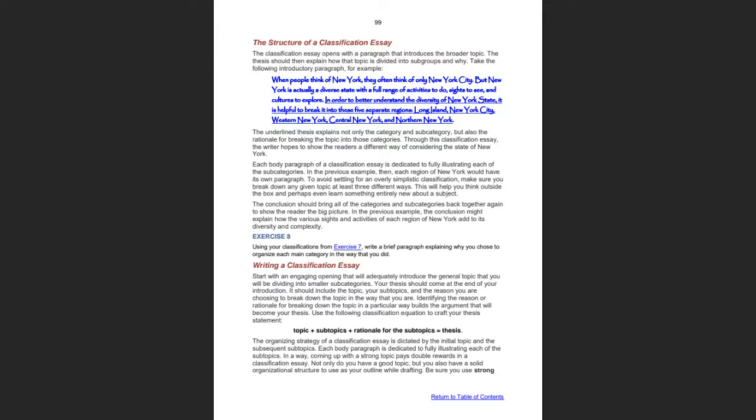Use the following classification equation to craft your thesis statement. This is pretty cool. They give you an equation for this one. Topic plus subtopics plus rationale for the subtopics equals thesis. The organizing strategy of the classification essay is dictated by the initial topic and the subsequent subtopics. Each body paragraph is dedicated to fully illustrating each of the subtopics. In a way, coming up with a strong topic pays double rewards in a classification essay. Not only do you have a good topic, but you also have a solid organizational structure to use as your outline while drafting.